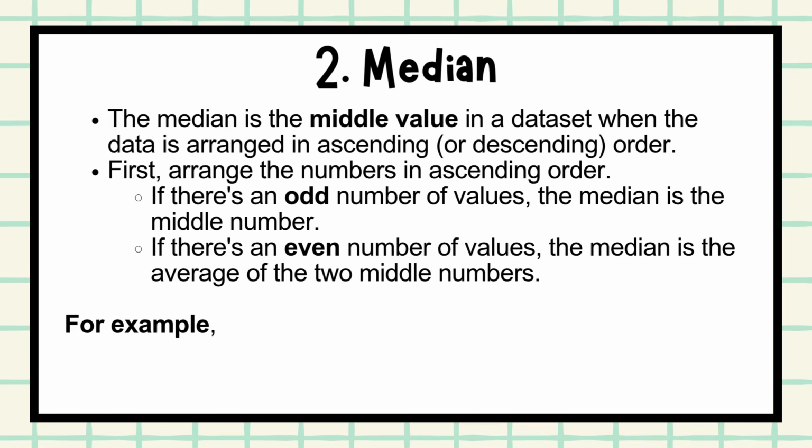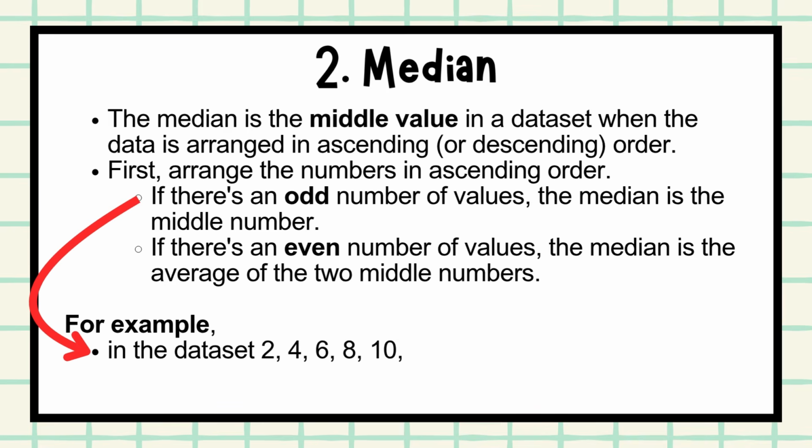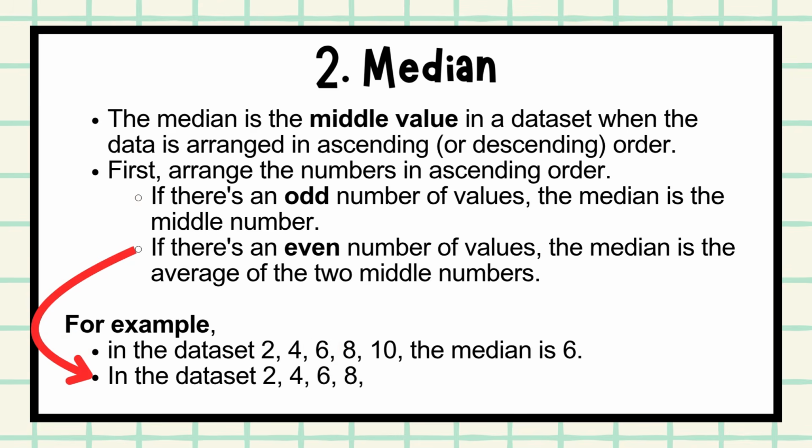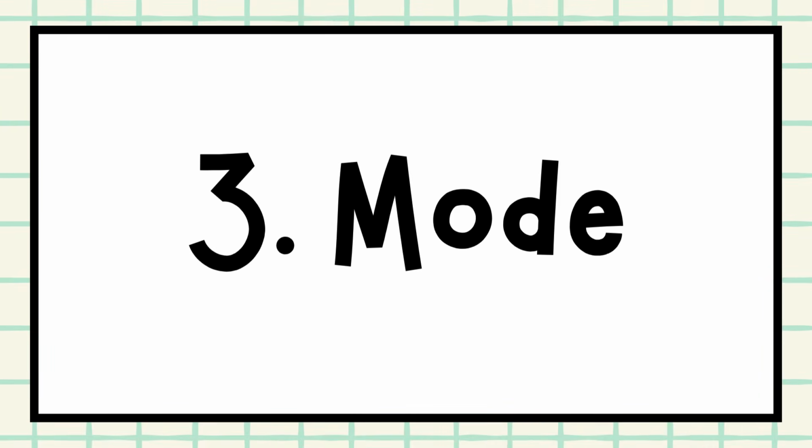For example, in the dataset 2, 4, 6, 8, 10, the median is 6. In the dataset 2, 4, 6, 8, the median is (4 + 6) divided by 2. The answer is 5.